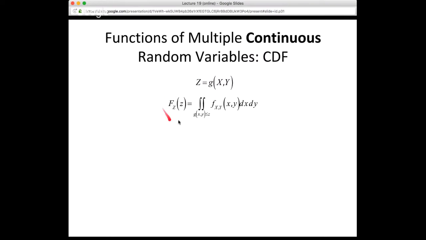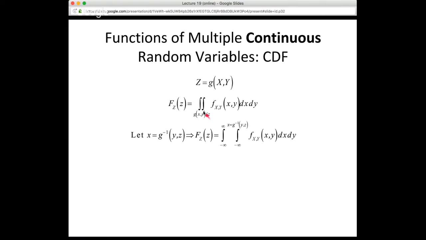And really, just by definition, we can say that the CDF for the random variable Z is going to be the integral of the joint PDF for random variables X and Y, integrated over all combinations of X and Y that, when plugged into G, are equal to or less than Z. So that is essentially the definition of the CDF for Z.